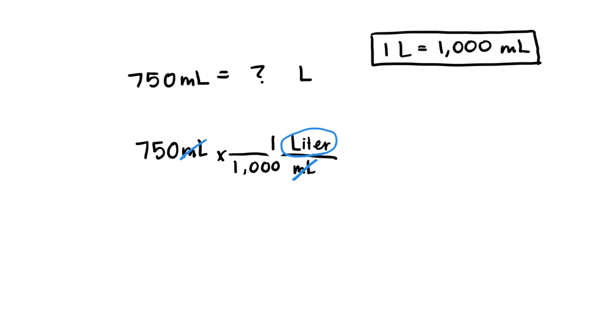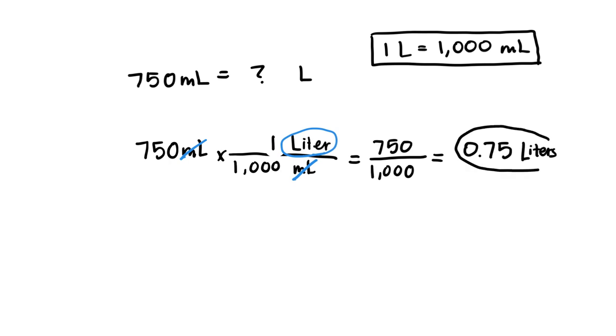750 times 1 is 750. We then can divide by the bottom, which is 1,000. So we have 750 on the top, and then it's just 1 times 1,000 on the bottom. And that is going to equal 0.75 liters. So there you go. 750 milliliters equals 0.75 liters. Setting it up with dimensional analysis can help you see why the formula works.